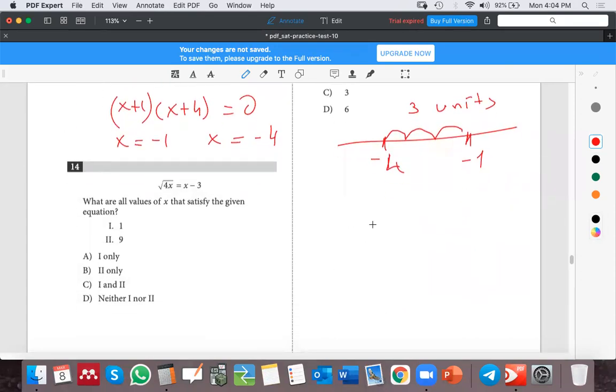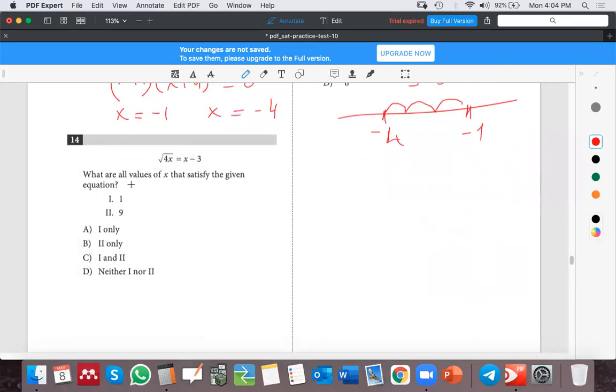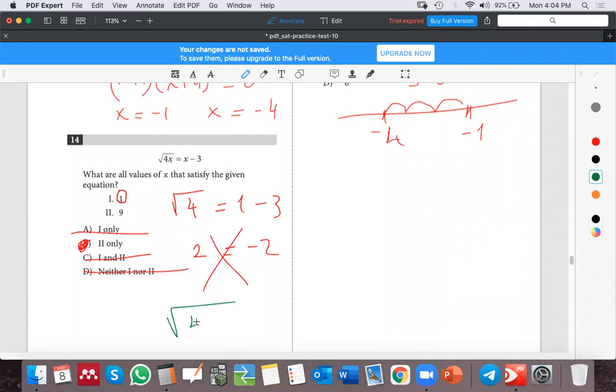Now, what are all values of x that satisfy the given equation? 1 and 9. Just put it in. When you put 1 instead of x, 4 is equal to 1 minus 3, so 2 is equal to -2. No. So 1 is not a solution. So you see, the direct result is finished. But to check 9, 4 times 9 is root 36, which is 6. So 9 minus 3 is 6. 6 equals 6, of course. So the answer is only 9. Finished.